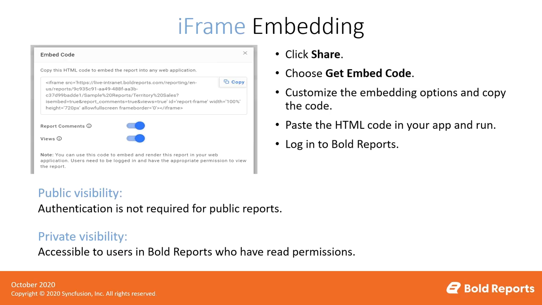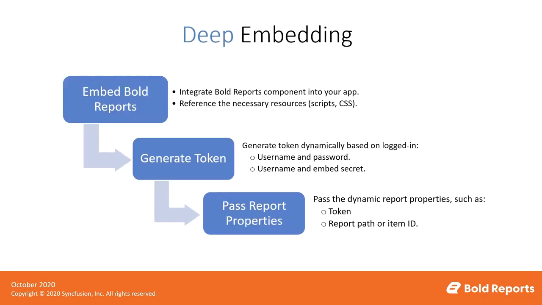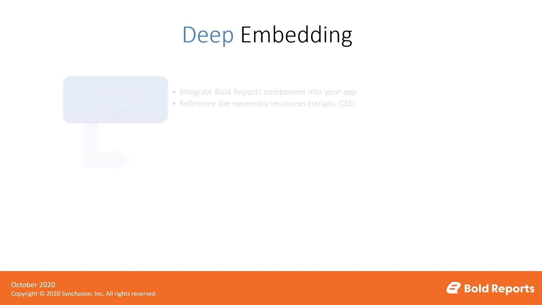The second approach is the deep embedding. The main reason for switching to the deep embedding is the login prompt action. If you use the deep embedding, then the authentication token will be supplied in the backend, and so the reports will be rendered securely without any user interactions. So now let me explain how the deep embedding process will happen.